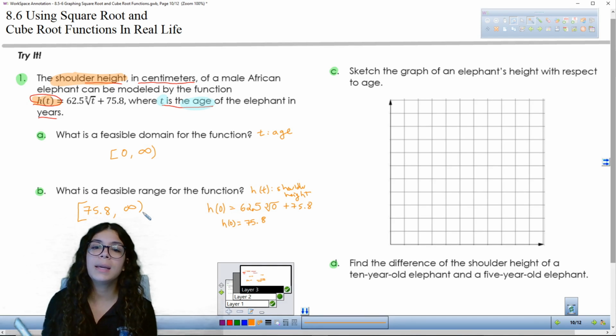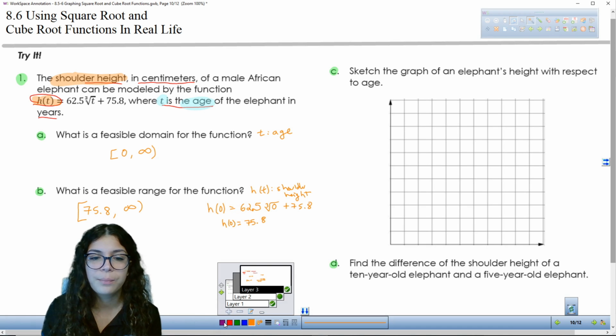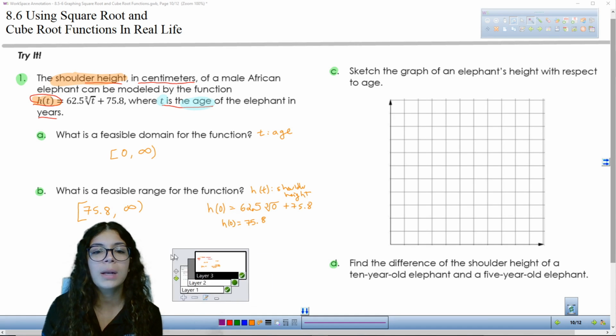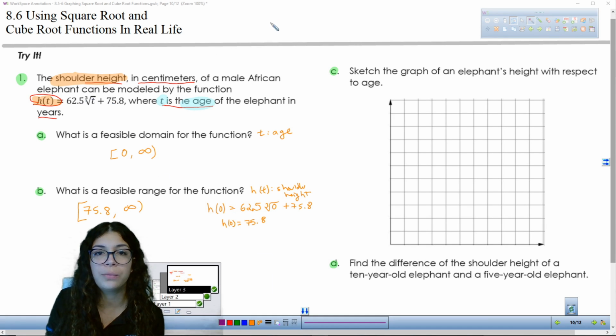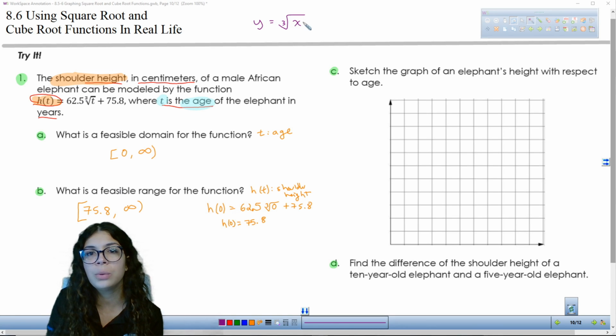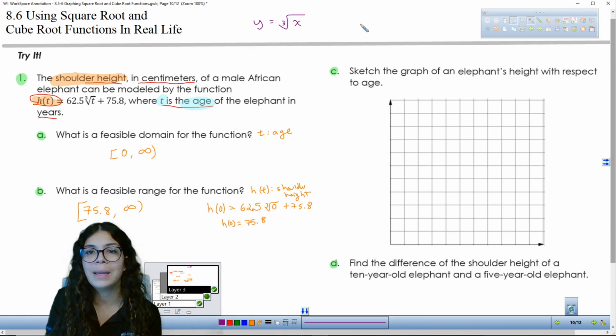Now, let's go ahead and sketch this graph. Now, what kind of function is this? This is the cube root function, right? Now remember, the parent function for the cube root function looks like this. You have a center, and then you have going up and to the right.